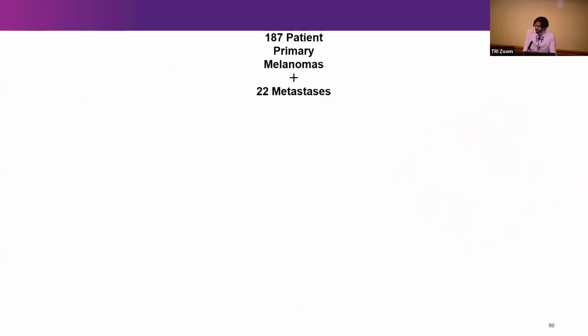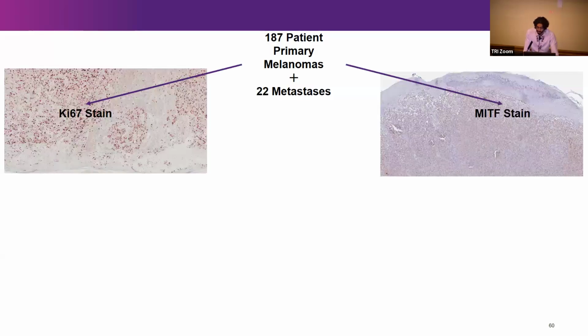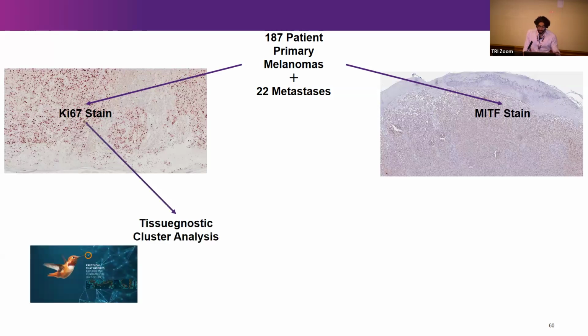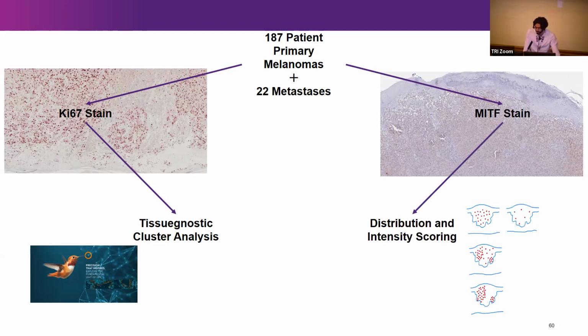So what we did was we got 187 patient primary samples and 22 patient metastases. We did subsequent sections, and we stained one side with Ki-67, one side with MITF. We ran the Ki-67 slides through a cluster analysis pipeline that we developed with TissueGnostics in StrataQuest. And we scored or stratified MITF to high and low. Then we tried to draw correlations to see if everything works systematically from what we see in the lab to patients.